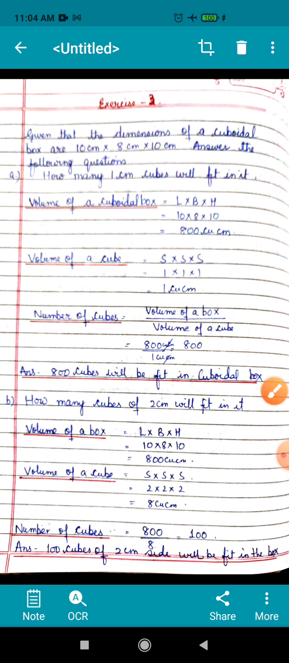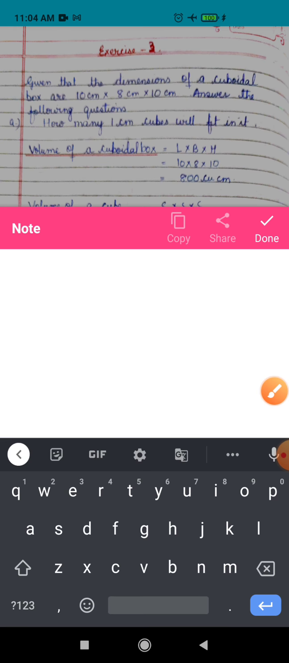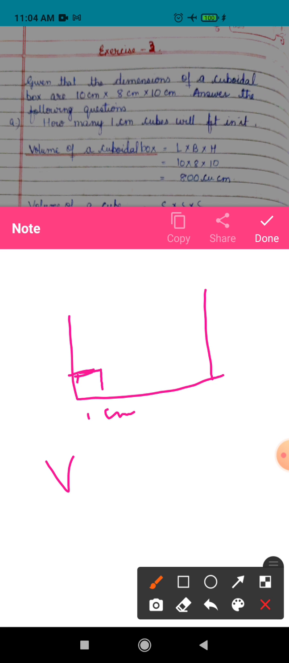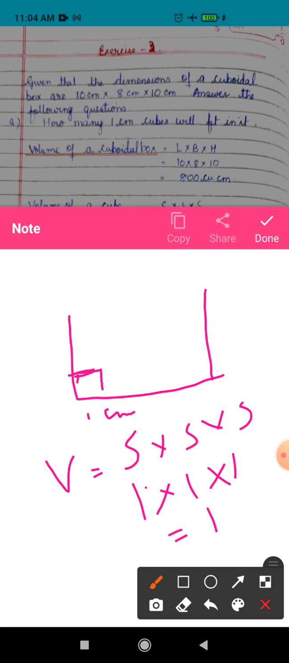Now what you have to do, you have to fill the box with small cubes of 1 centimeter, right? Cube means all sides are equal. So what will be the volume of this small cube? Side into side into side, 1 into 1 into 1, that will become 1 cubic centimeter.